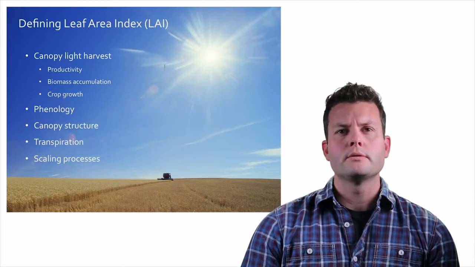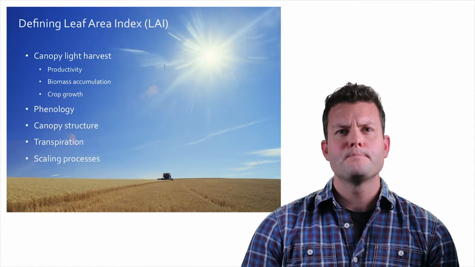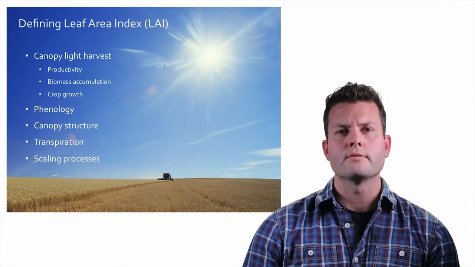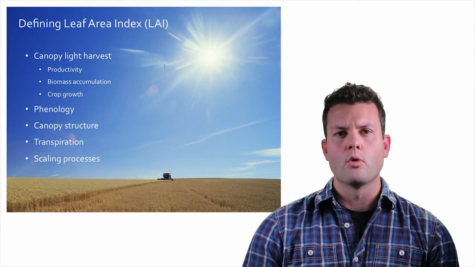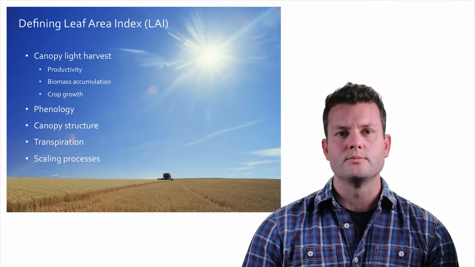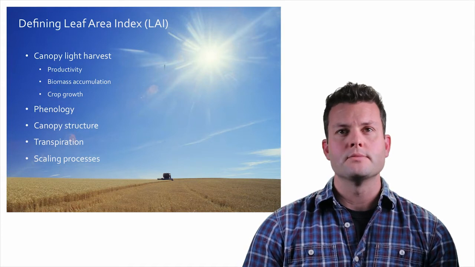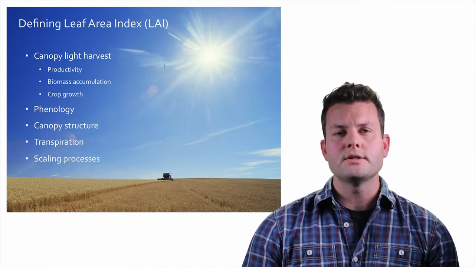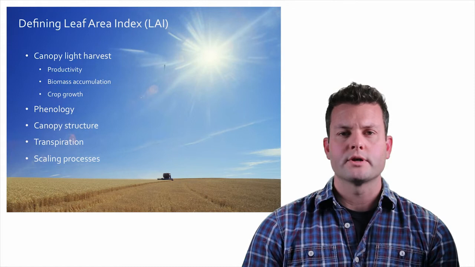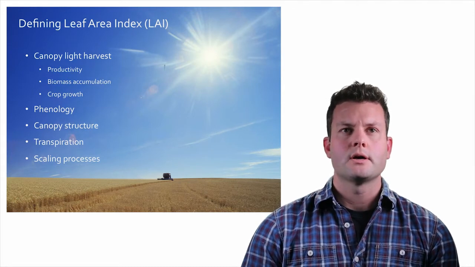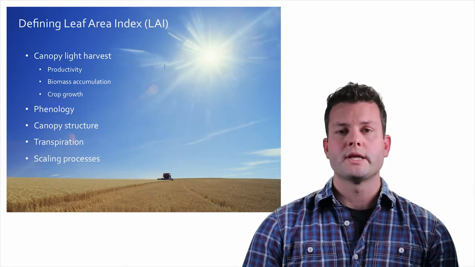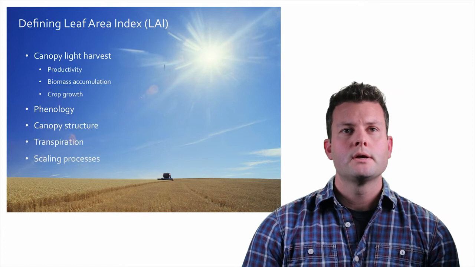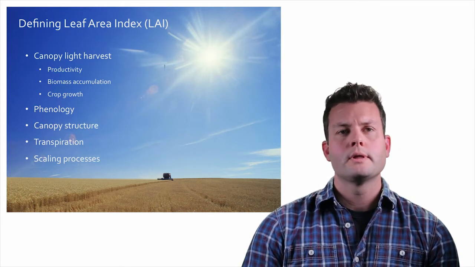One of the really important things that LAI is related to is light harvesting. You can imagine that the more leaf material that we have in a canopy, the more capacity there is to absorb light energy from the sun. And that light energy then is used to drive plant primary productivity, through the uptake of carbon dioxide from the atmosphere and fixing it into carbohydrates. This is related to biomass accumulation, crop and forest growth.